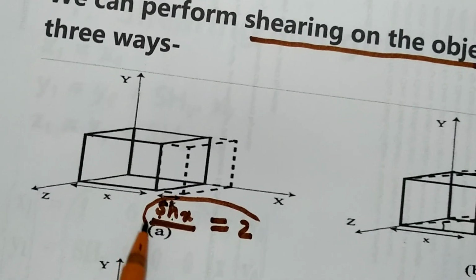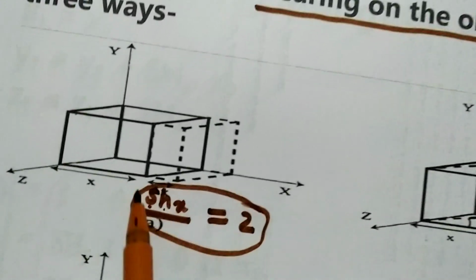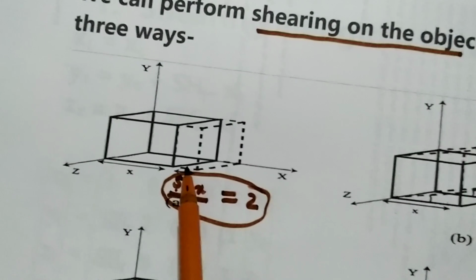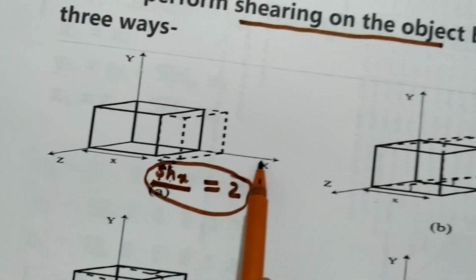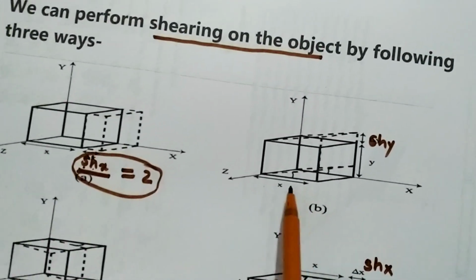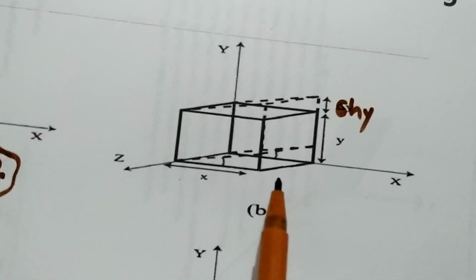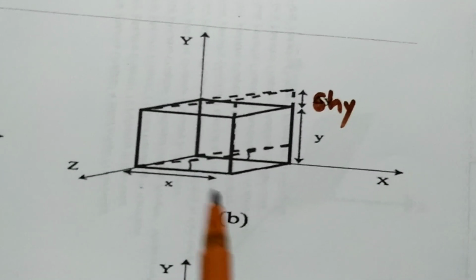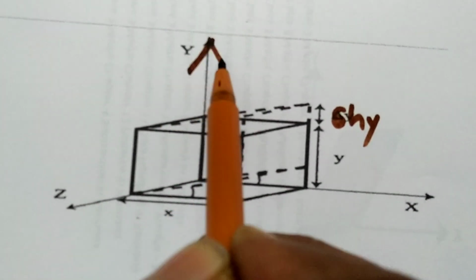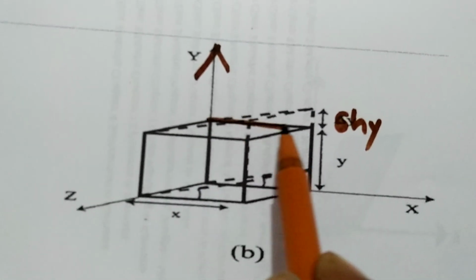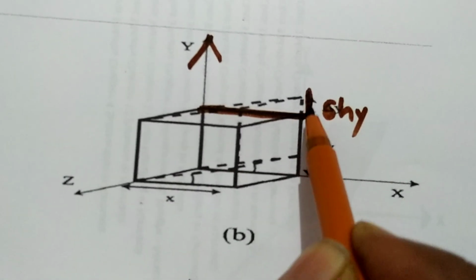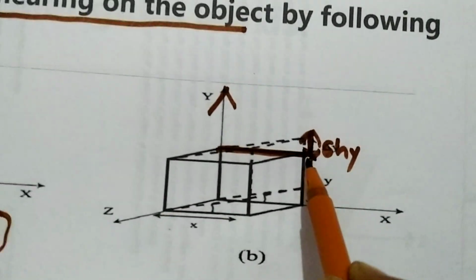With the help of this shearing parameter along the x-axis, we can shear our object along the x-axis. That is, we change the shape of an object along the x-axis. At that time, we need to use the parameter SHX. Similarly, in the second diagram, we are performing shearing on an object, that is, changing the size of an object along the y-axis. So the y size of the original object will be like this.